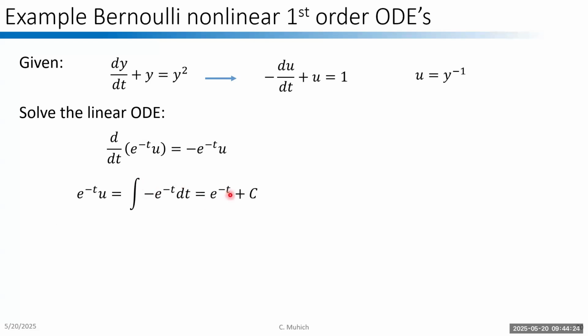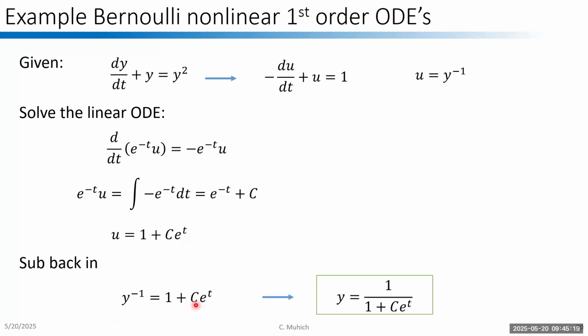This leaves me with e to the minus t plus our constant. So to find u, I just need to divide through by e to the minus t. That gives me u equals 1 plus c e to the t. Now I have an equation for u. I know how u and y are related. I can substitute back in to find that y to the minus 1 equals 1 plus c e to the t. I invert this and end up getting y equals 1 over 1 plus c e to the t.